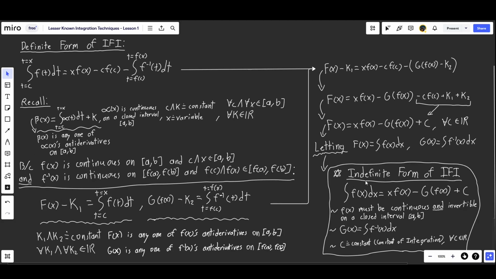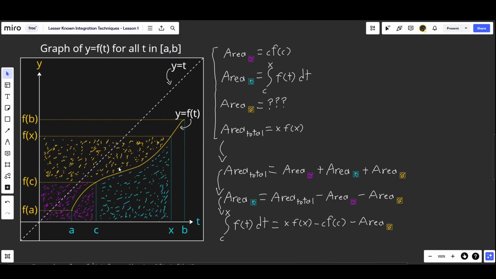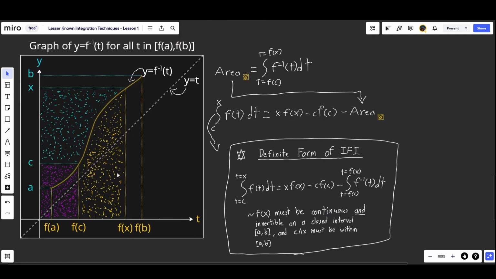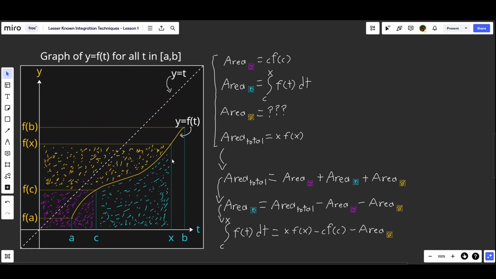Although we obtained the indefinite and definite form of inverse function integration using a rather informal visual proof, both of the formulations we have are actually correct. However, because the function we chose f of x to be does not encompass all the possible ways a continuous and invertible function can present itself, it leaves a little bit to be desired regarding the proof's rigor.